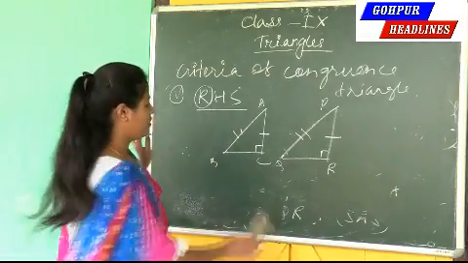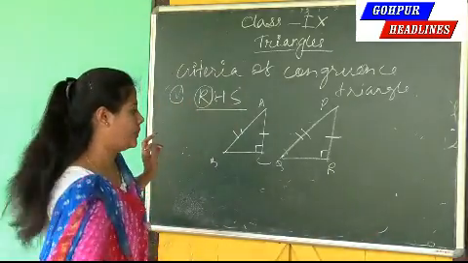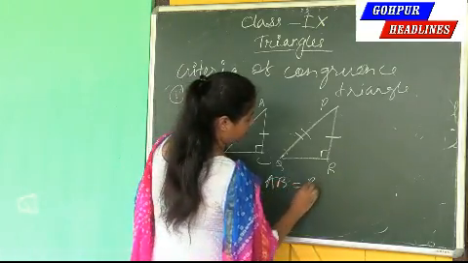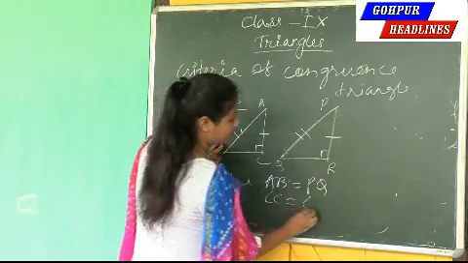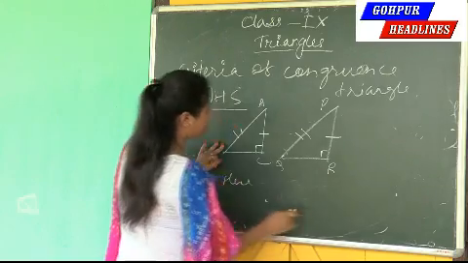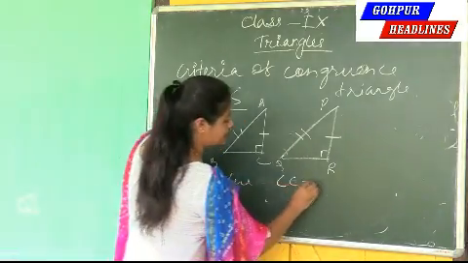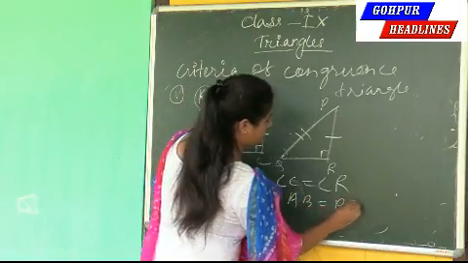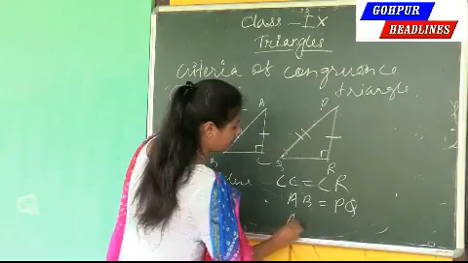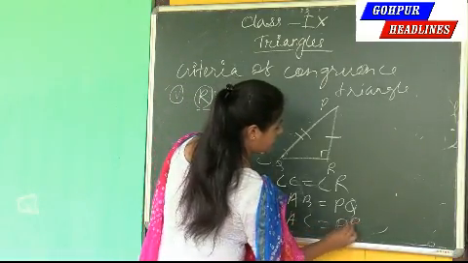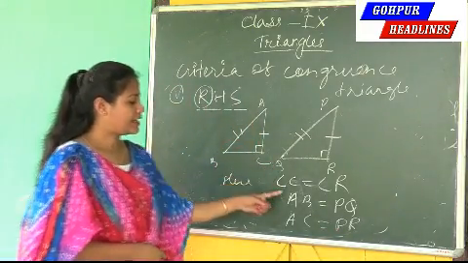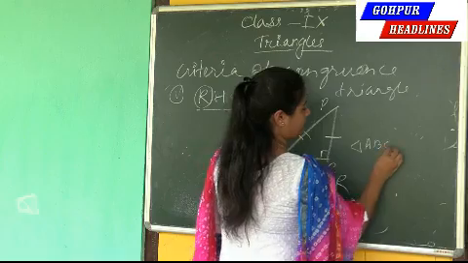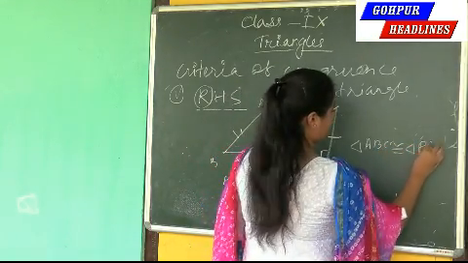Therefore, angle C equals angle R, the right angle first. Next, hypotenuse AB equals PQ. Next comes the side, that is any side, AC equals PR. So according to RHS, these two triangles are congruent: triangle ABC is congruent to triangle PQR.